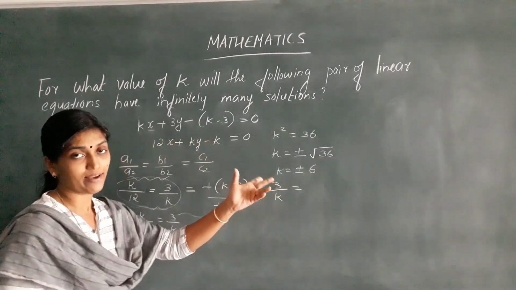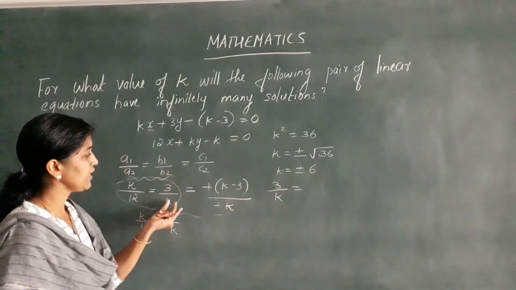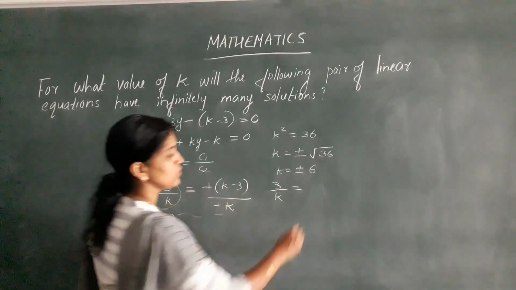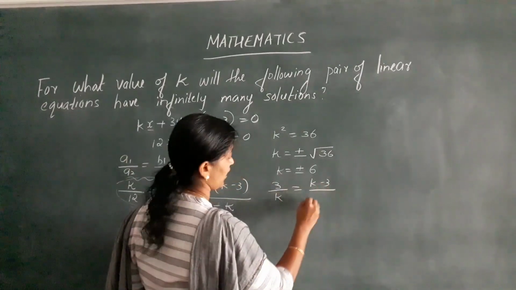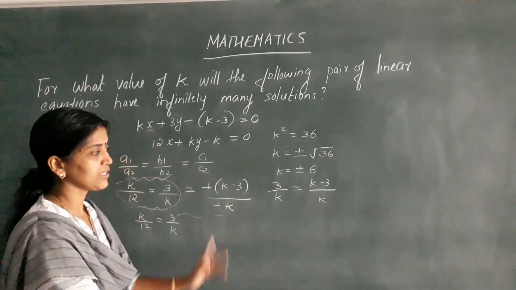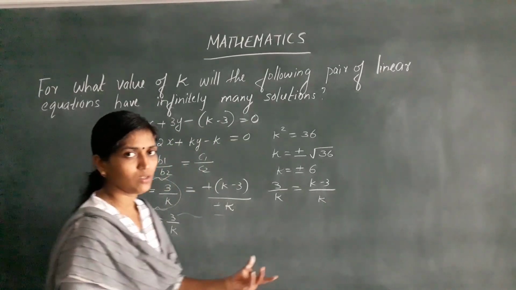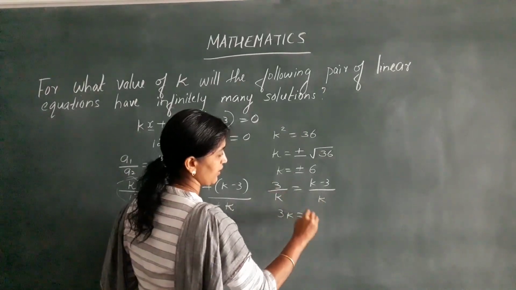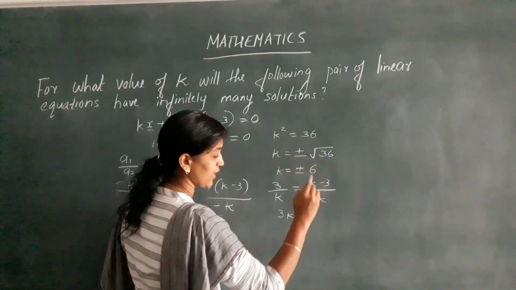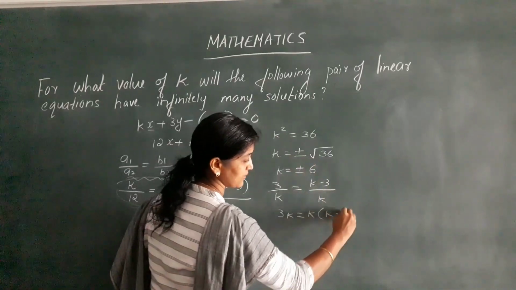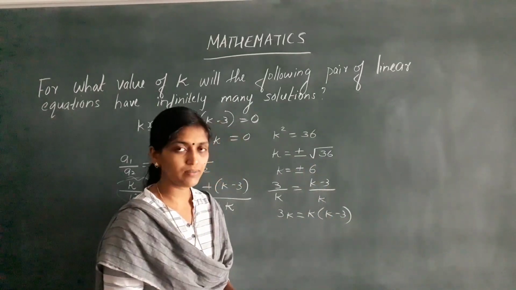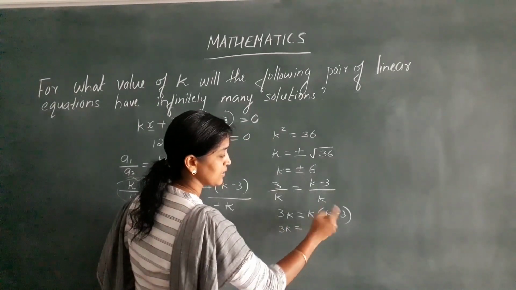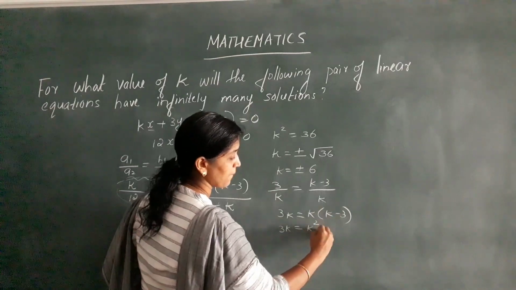Since I got two values, I have to continue. 3 by k is equal to k minus 3 by k. Again we can form an equation from this ratio. Cross multiply: 3 into k, 3k, and k into k minus 3. Two terms are there, so we have to put a bracket, k minus 3. Clear? Now see, removing the bracket, you will get k square minus 3k.